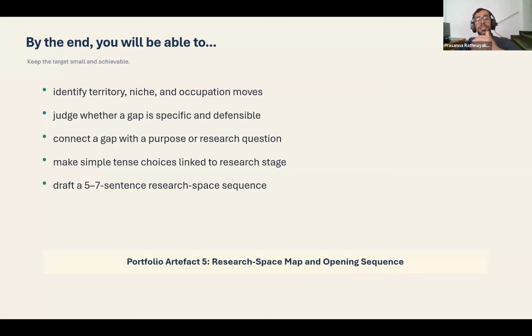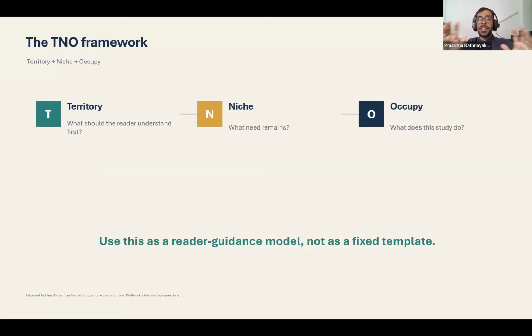This is leading to the portfolio entry, that is artifact 5. And therefore, I wish that by now you have the worksheet next to you, which you can download from the Moodle. I have put them all in a single folder so that you can download the whole thing and start with today's work. The TNO framework.